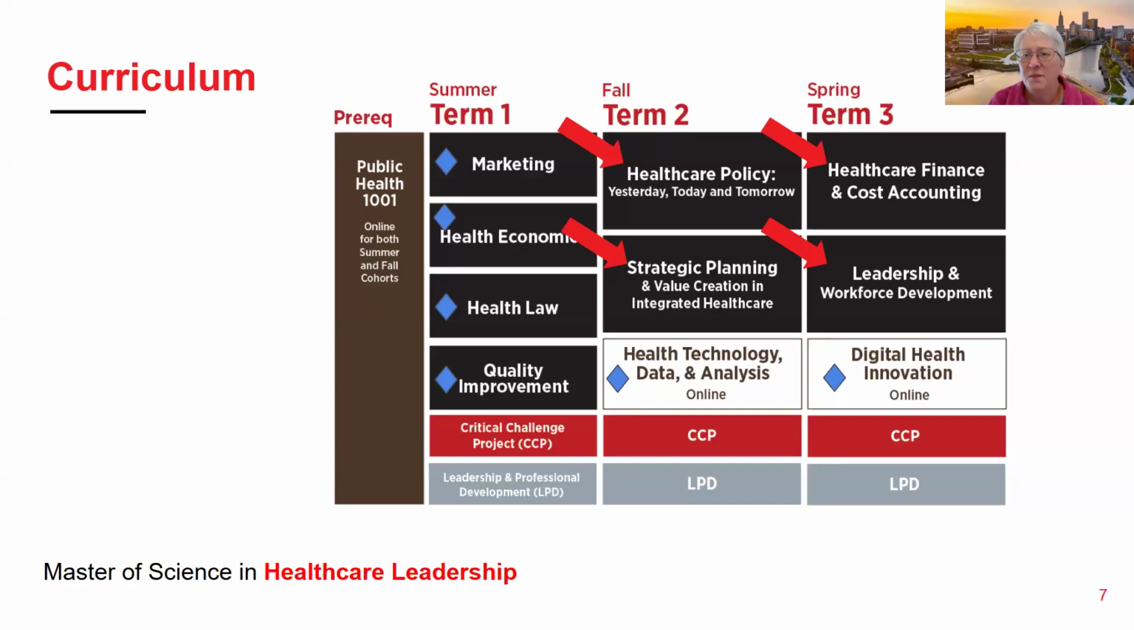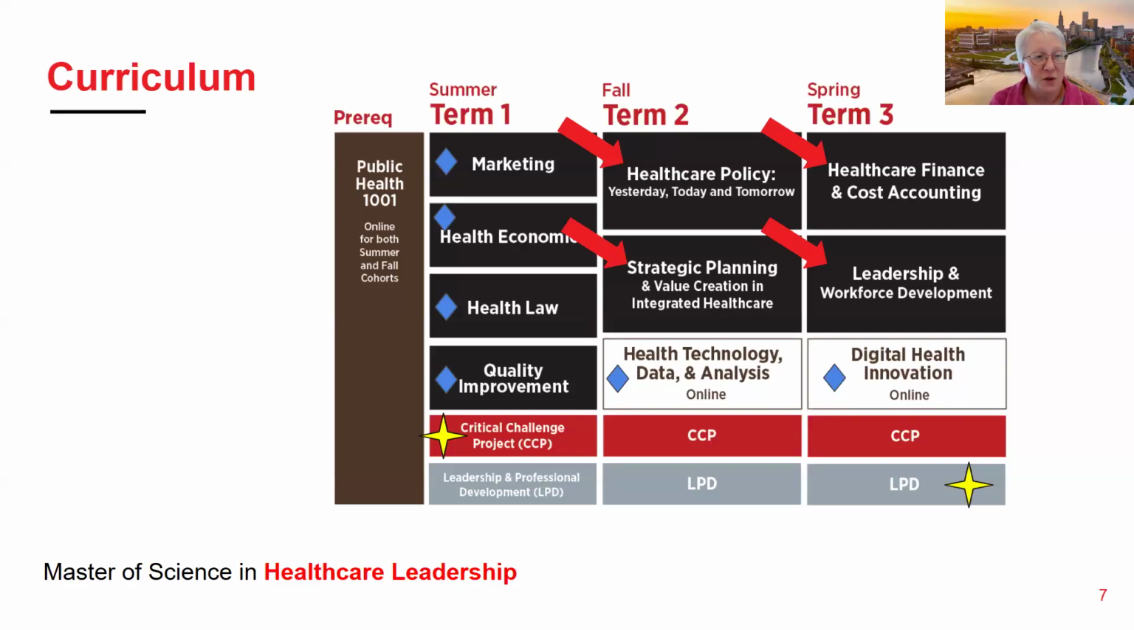All of this curriculum is supported by 2 additional courses that occur throughout the program. First is our critical challenge project, our capstone requirement, and that's an opportunity for you to apply the knowledge and skills that you are learning in the program to a critical challenge of your choosing. And I'm going to go into that in a little more detail in just a moment.